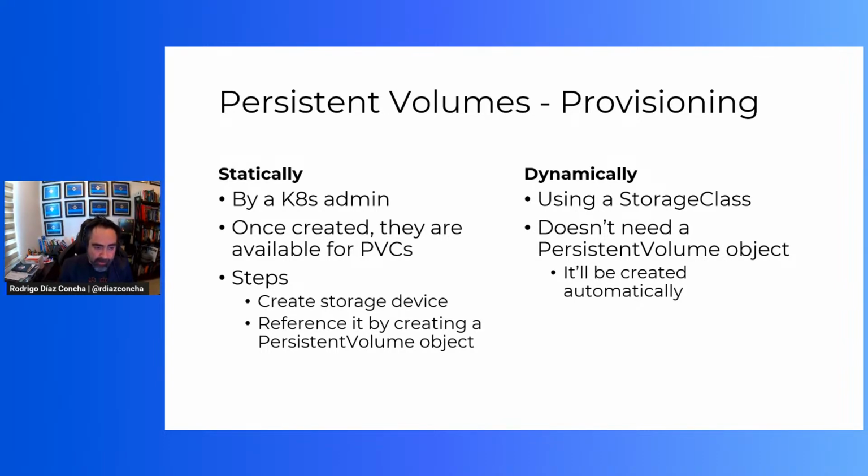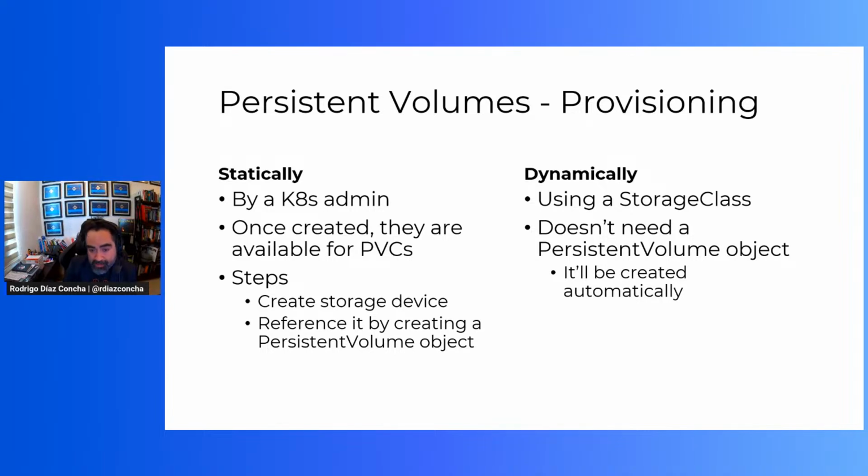So the steps for statically creating persistent volumes: first, you create the storage device. Of course, you need to have the storage device, right? Say a disk or a cloud storage disk. And then you reference that by creating the persistent volume object using a manifest, and you reference that particular storage device or resource in your manifest file. So that's statically creating a persistent volume.